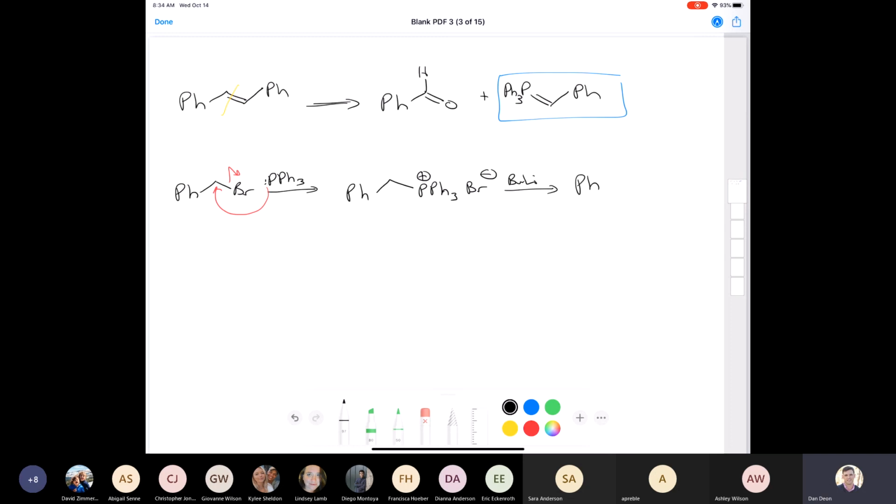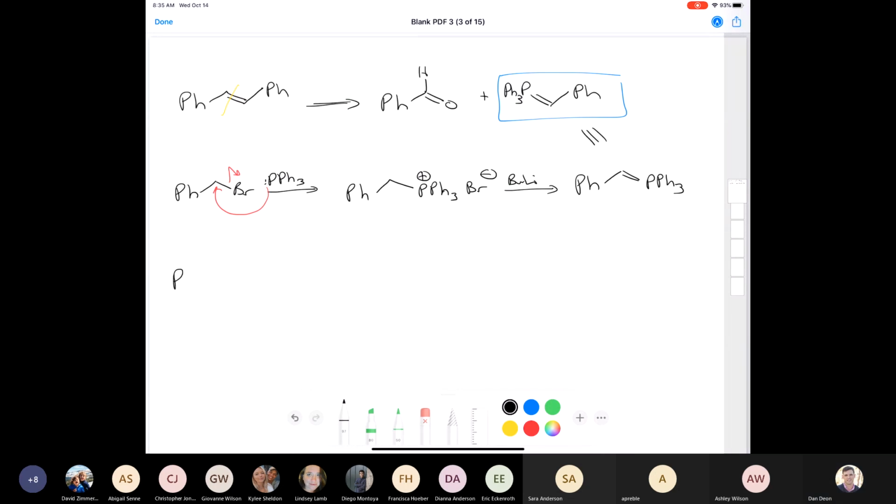And you're going to end up making, oops, I don't want to draw too fast here. You're going to end up with this. Okay, which is the same thing as what's in the blue box, right? If you need to draw that step for the mechanism, I left it out. But then that is going to react with the benzaldehyde to form an oxaphosphetane, and then finally the alkene.